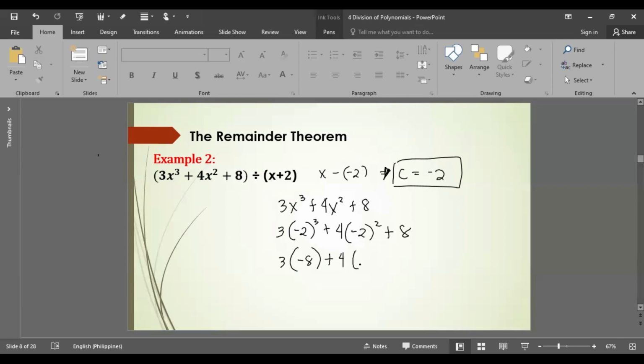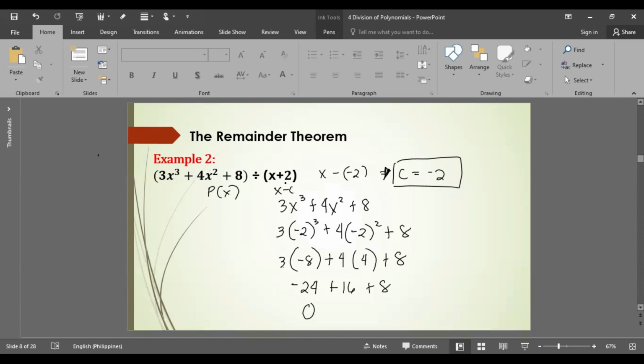Negative 2 raised to 2, we get positive 4 plus 8. Then 3 times negative 8 is negative 24. Plus 4 times 4 is 16 plus 8, then perform the necessary operation. Negative 24 plus 16 plus 8, what do we get? It's 0. So, ibig sabihin, class, walang magiging remainder pag dinivide nyo si p of x sa x minus c.